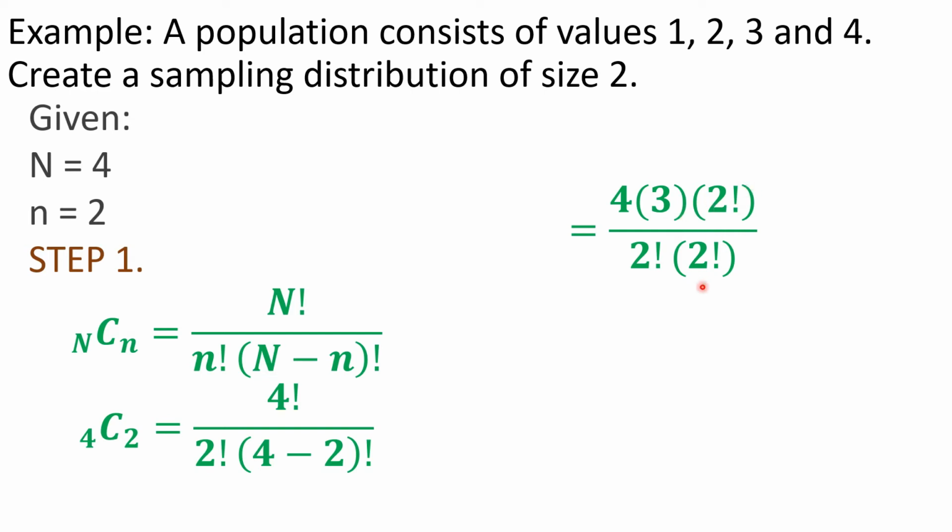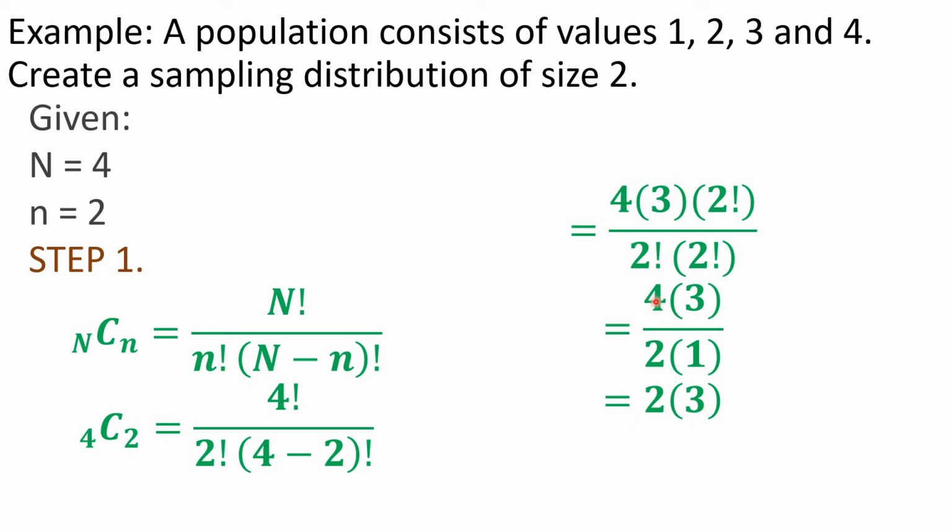So, 2 factorial divided by 2 factorial, this 2 factorial comes from 4 minus 2 factorial. 2 factorial divided by 2 factorial is 1. So, this is the same as 4 times 3 over this 2 factorial, which is 2 times 1. And then, we still have common factors here. 4 is 2 times 2. So, this can be reduced to 2 times 3.